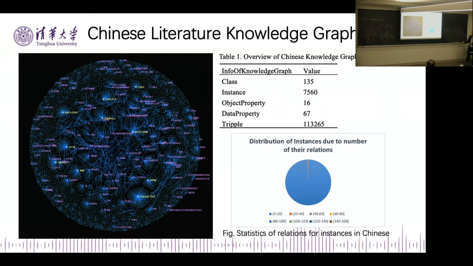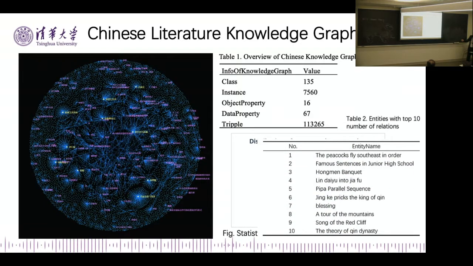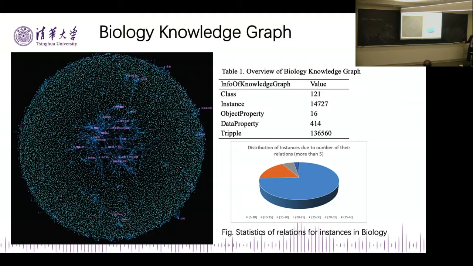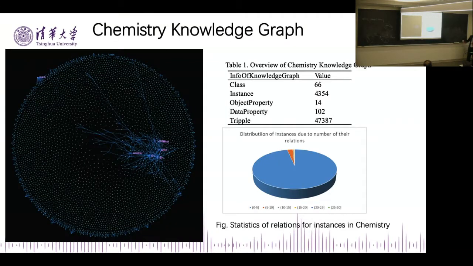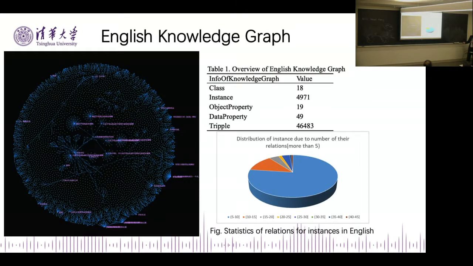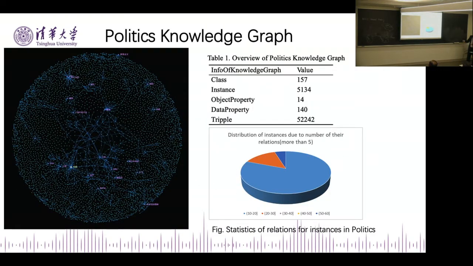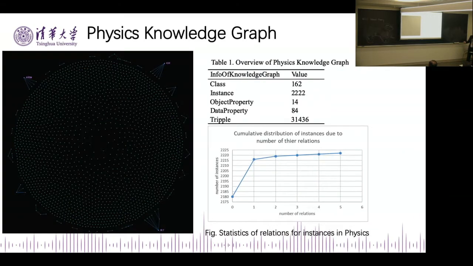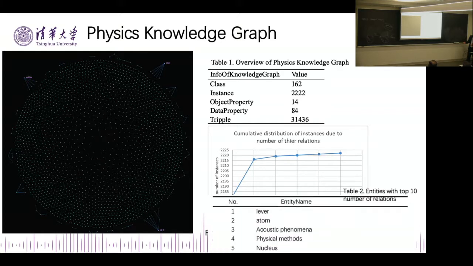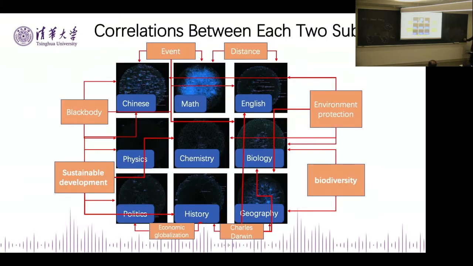And here's the Chinese literature knowledge graph. And this is the list of the top 10 entities. And in biology, we can see that there are many isolated entities in this map. And okay, chemistry, many isolated entities. And English. And okay, history. And politics. And physics. So you can see the graphs are different.